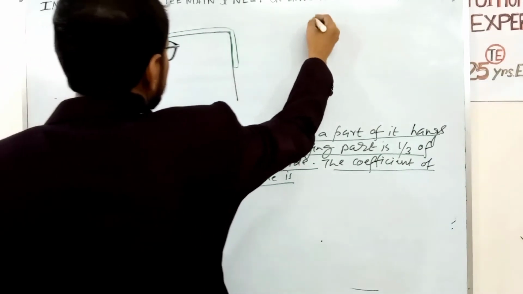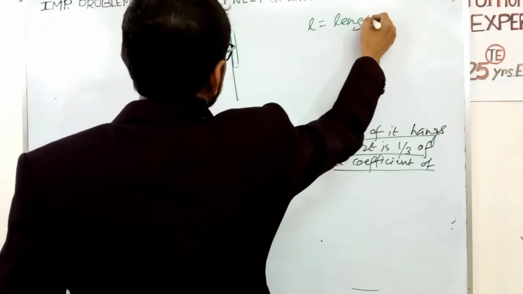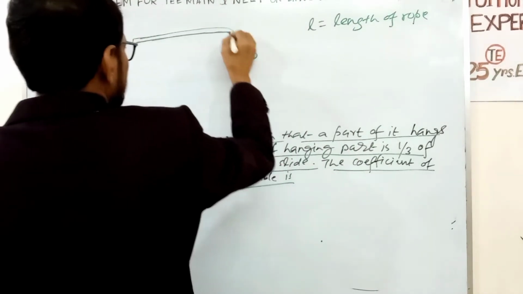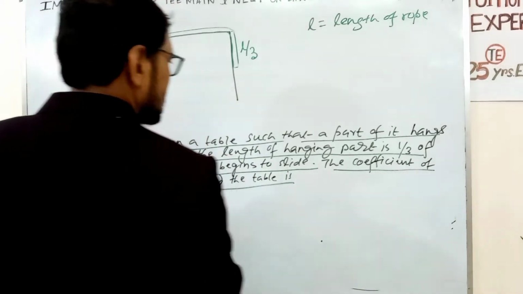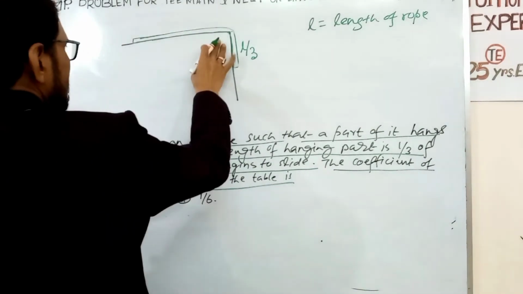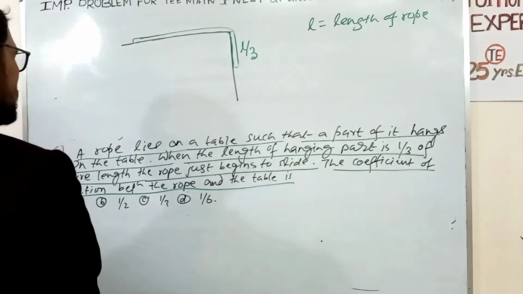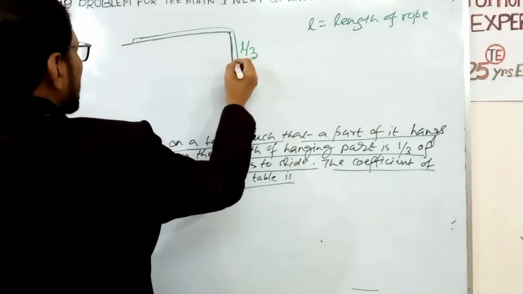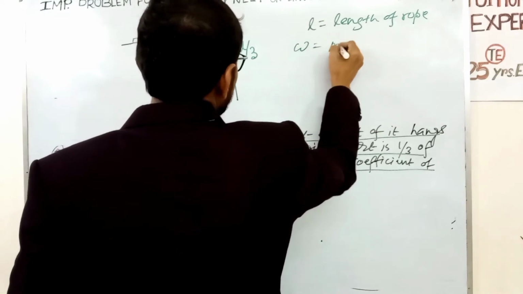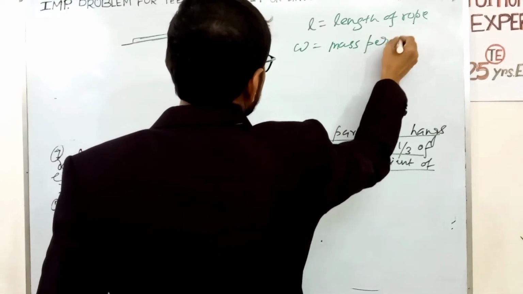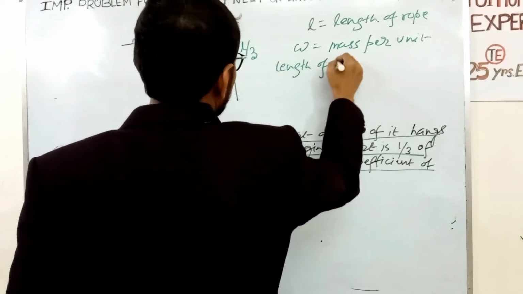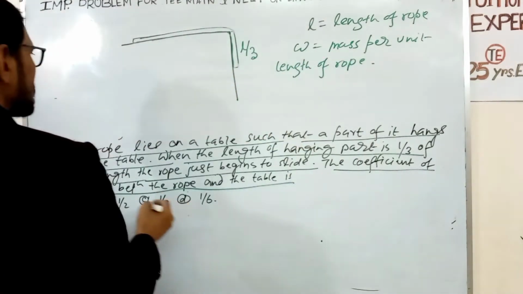So if L is the length of the rope, this hanging length will be L by 3. Now this is in equilibrium, so we have to find the coefficient of friction between the rope and the table. The rope is uniform, so we take omega as the mass per unit length of the rope.